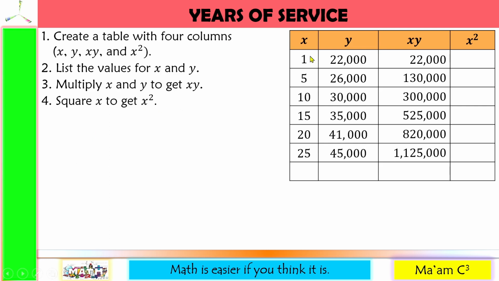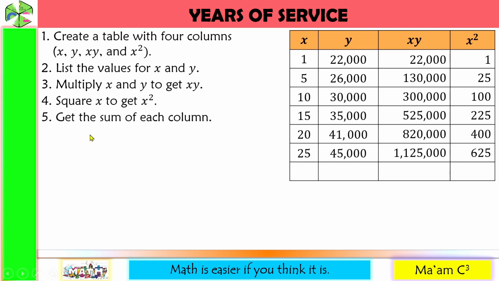So we just have to multiply this by itself or simply square this one. 1 squared is 1. 5 squared is 25. 10 squared is 100. 15 squared is 225. 20 squared is 400. 25 squared is 625.